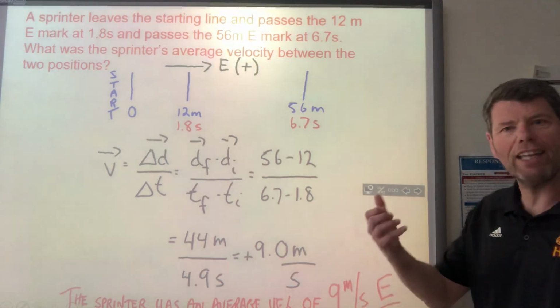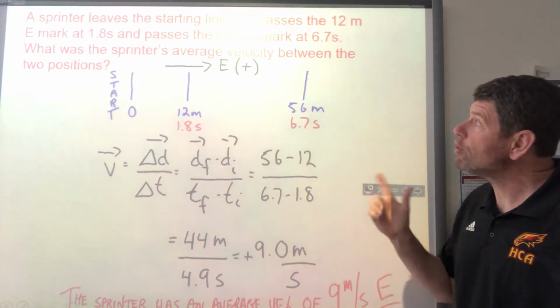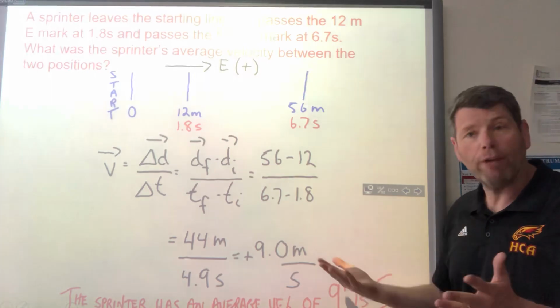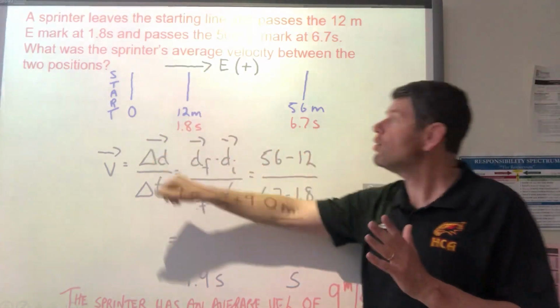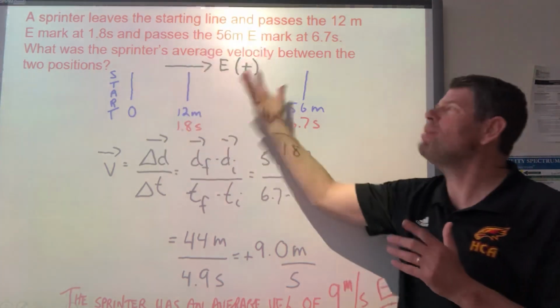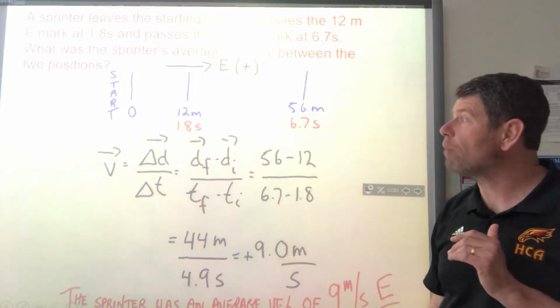So somebody's standing there, and they're timing this runner. What was the sprinter's average velocity between the two positions? All right, remember sometimes a diagram is helpful. So we have our starting line, which would be our 0. Now we have to assume that I'm making to the right east. So I've defined my east as a positive direction.